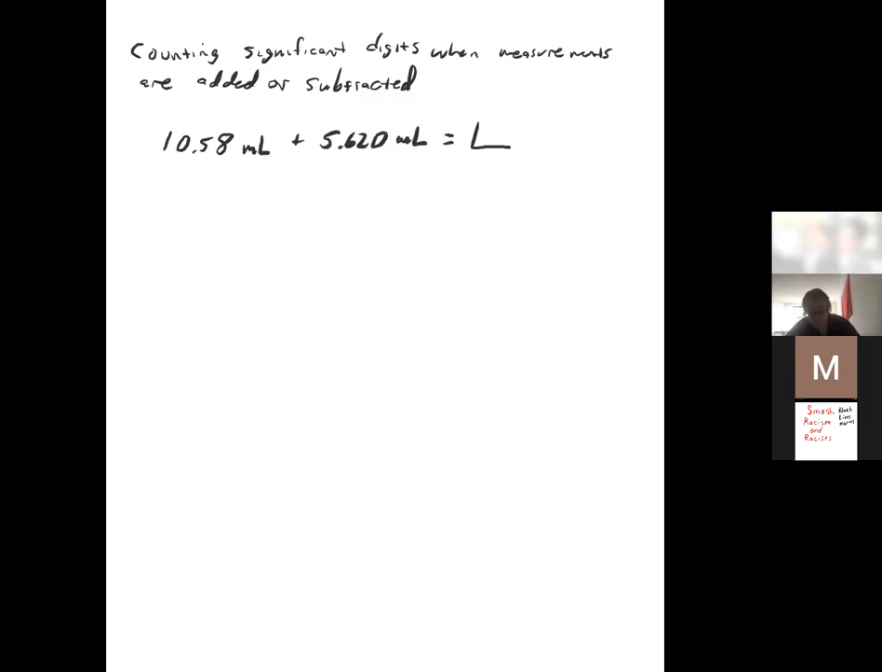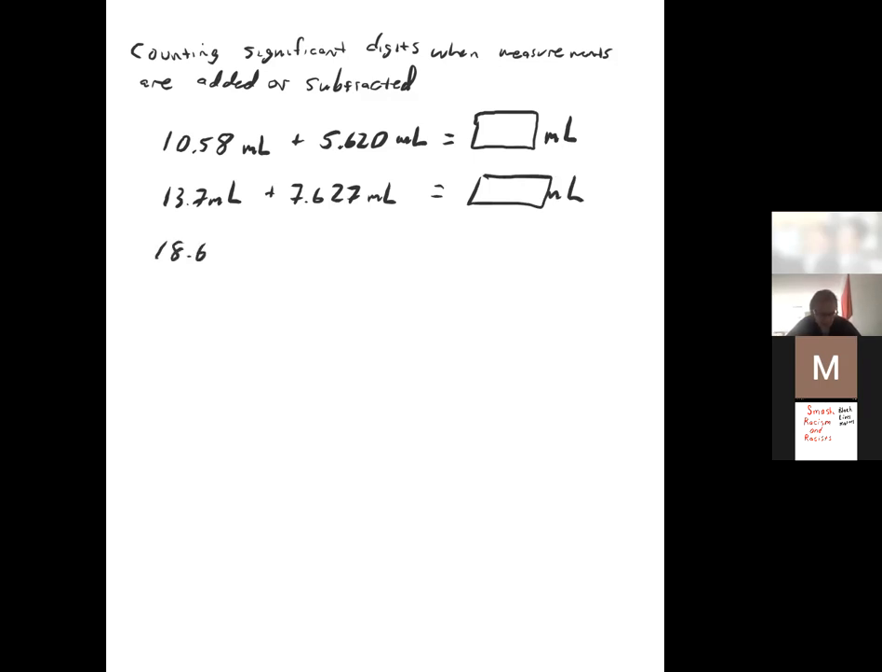Okay, so there's one right there. The second one is 13.7 plus 7.627 ml equals ml. And here they're not telling you how many significant digits to give your answer. You figure this out yourself.